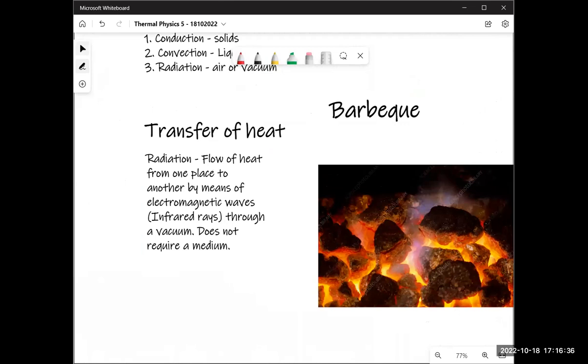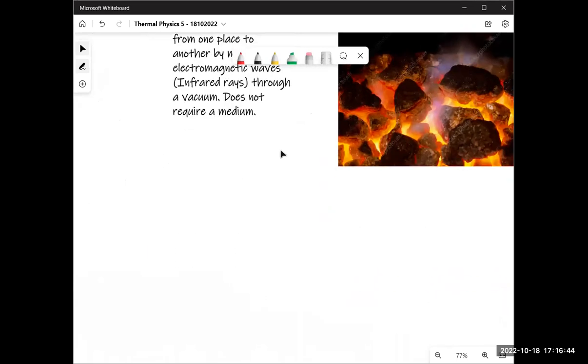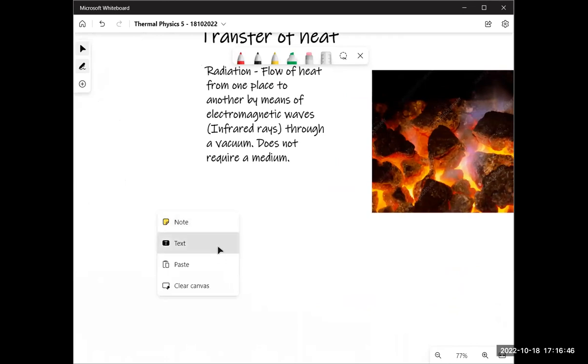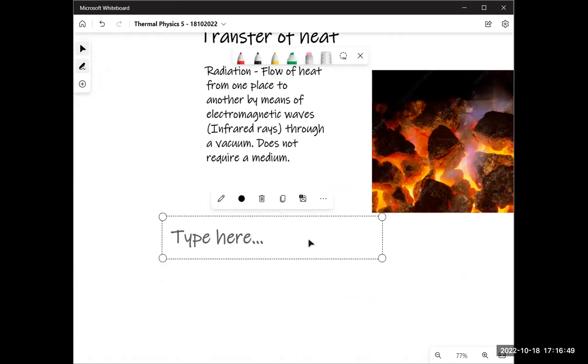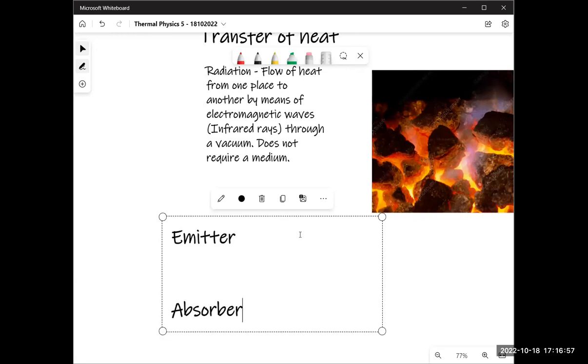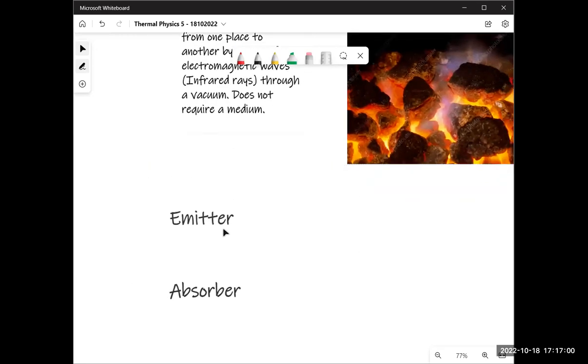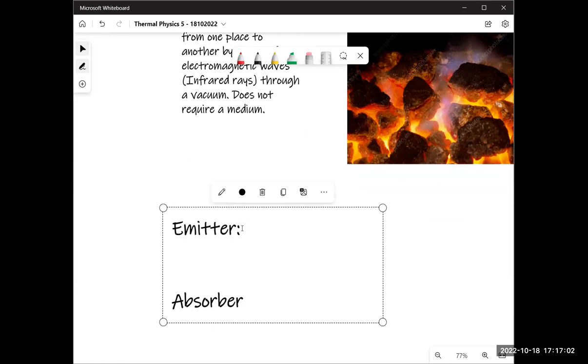Now let's see which things are good radiators, which things are good at giving or flowing heat or releasing heat. Okay, let's see that. What is an emitter and what is an absorber? Let's see. The emitter is basically an object that releases heat, cools down quickly. Write this in your notebook.